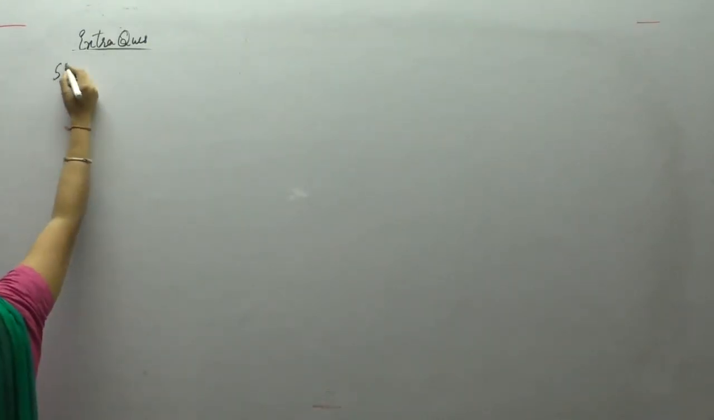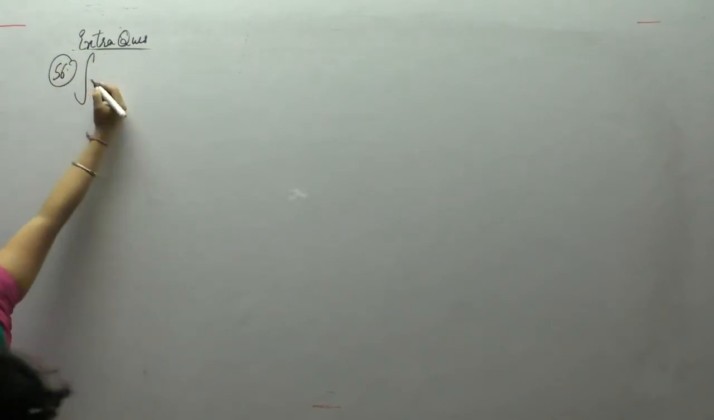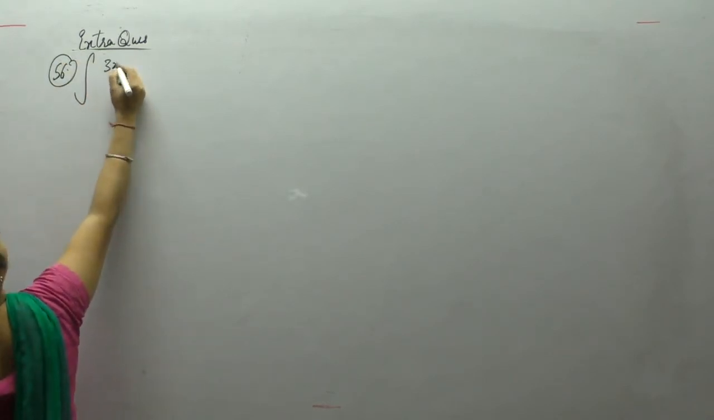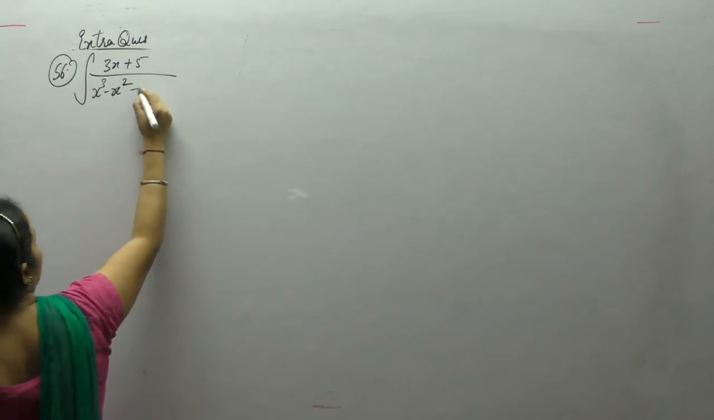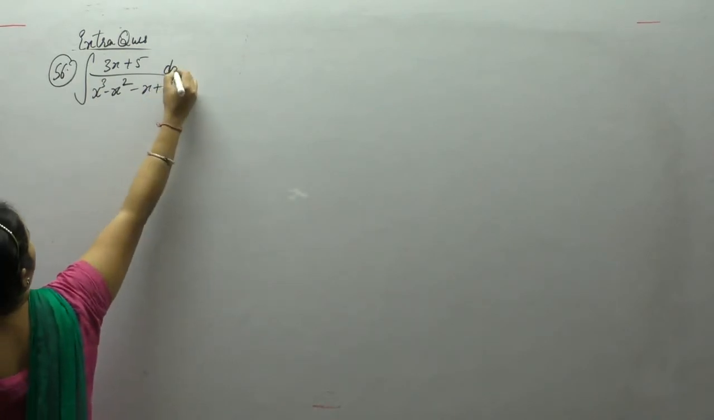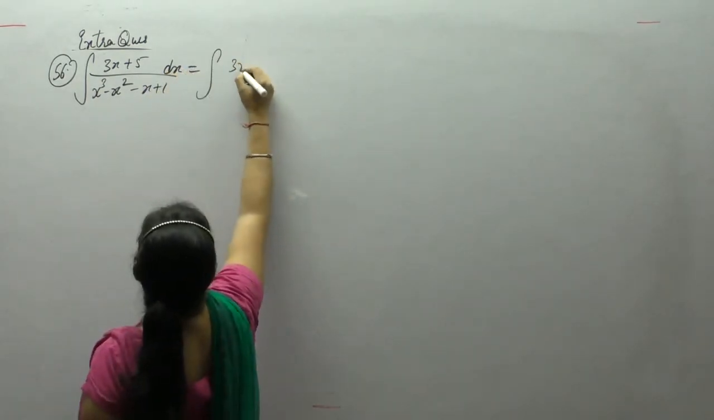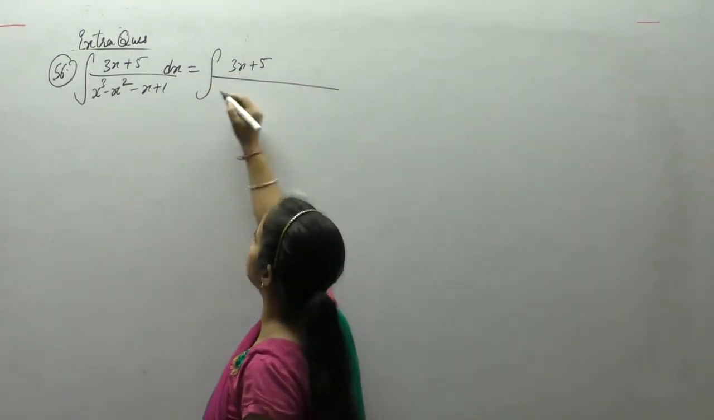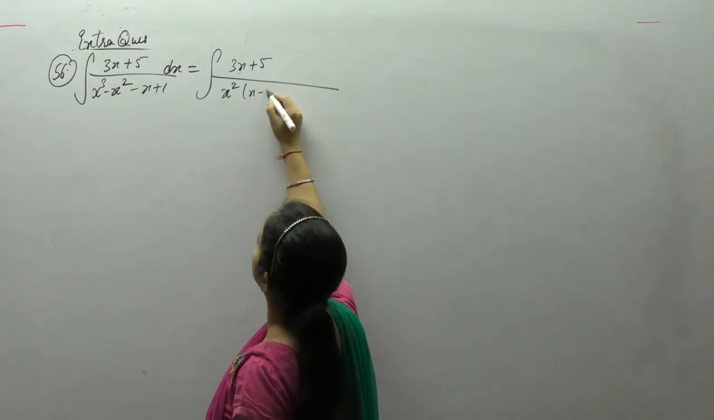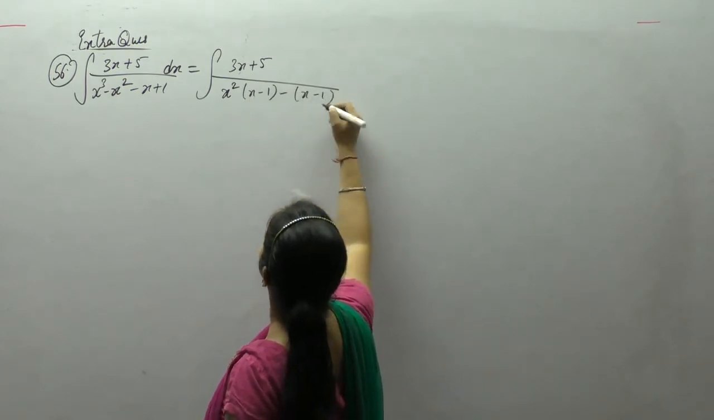Next is the integral of (3x plus 5) upon (x cube minus x square minus x plus 1). From the denominator, from the first two terms take x square common, x minus 1, and a negative sign common.